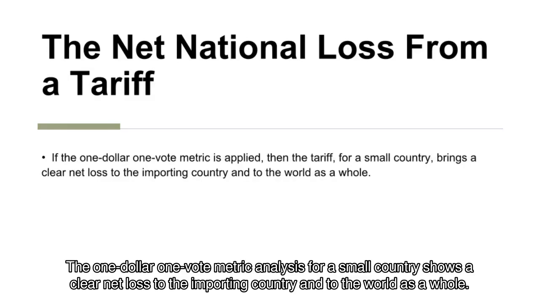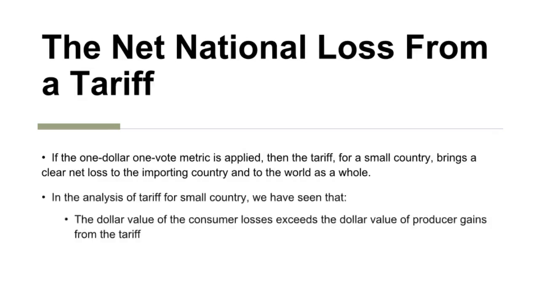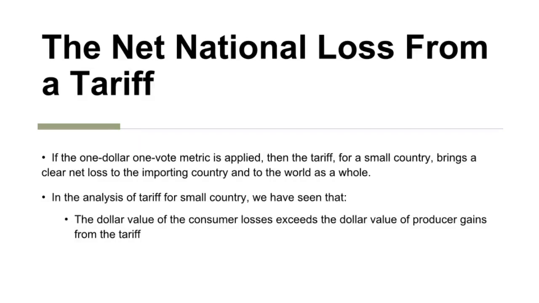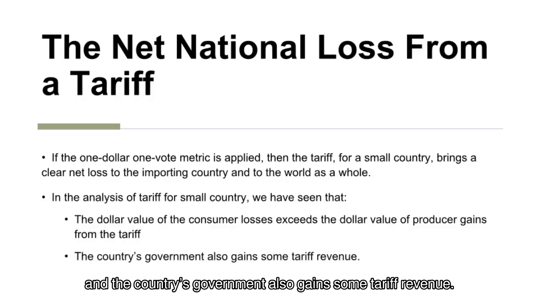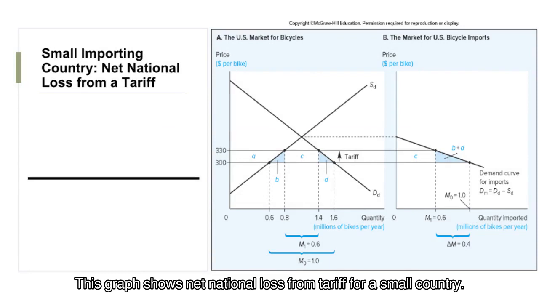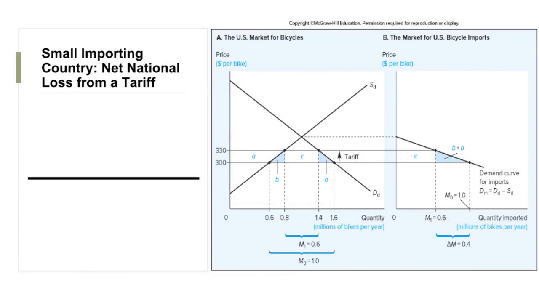The one-dollar, one-vote metric analysis for a small country shows a clear net loss to the importing country and to the world as a whole. It can also be seen that the dollar value of the consumer losses exceeds the dollar value of producer gains from the tariff. And the country's government also gains some tariff revenue. This graph shows net national loss from tariff for a small country.